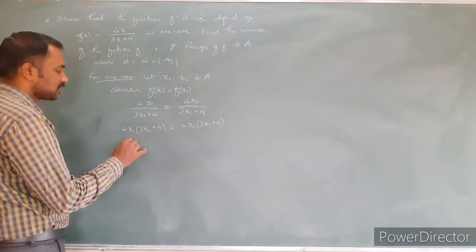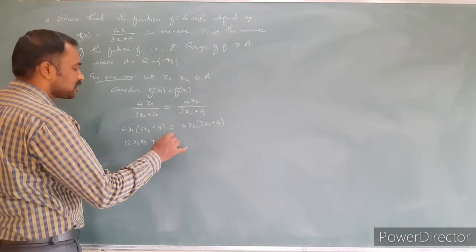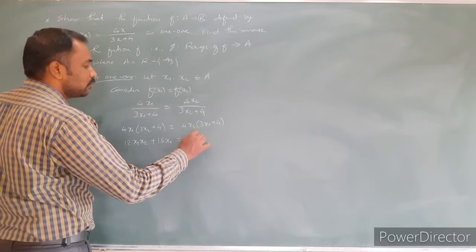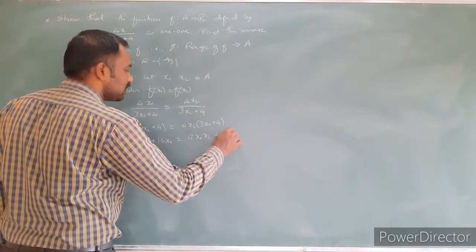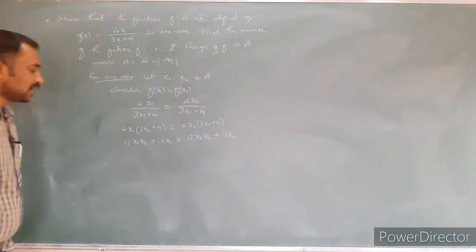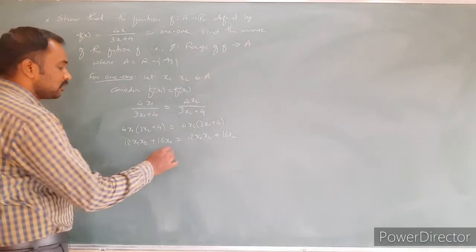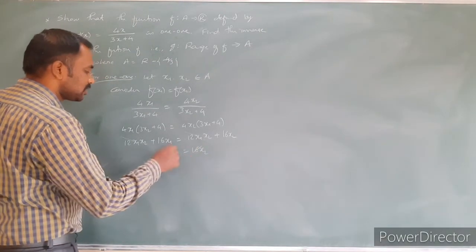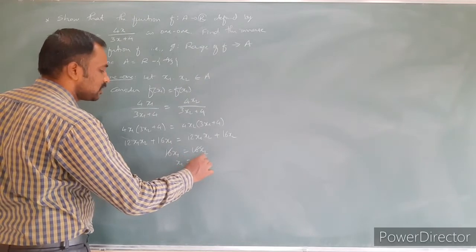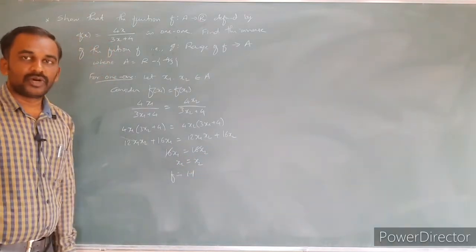What happens? 4 3s are 12 x1 x2, plus 4 4s are 16 x1, is equal to 4 3s are 12 x1 x2 plus 4 4s are 16 x2. Any like terms? Yes. 12 x1 x2, 12 x1 x2 get cancelled. What is left? 16x1 is equal to 16x2. 16 get cancelled. x1 is equal to x2. Therefore, we can conclude that f is a one-one function.